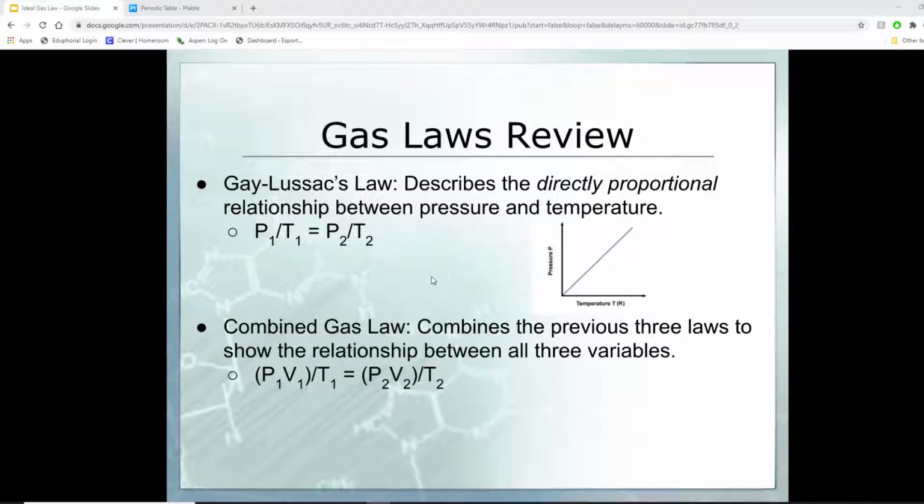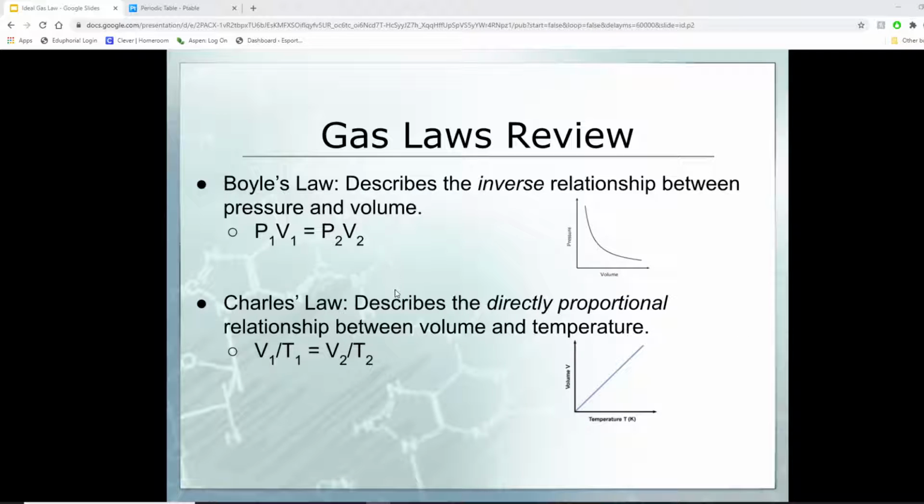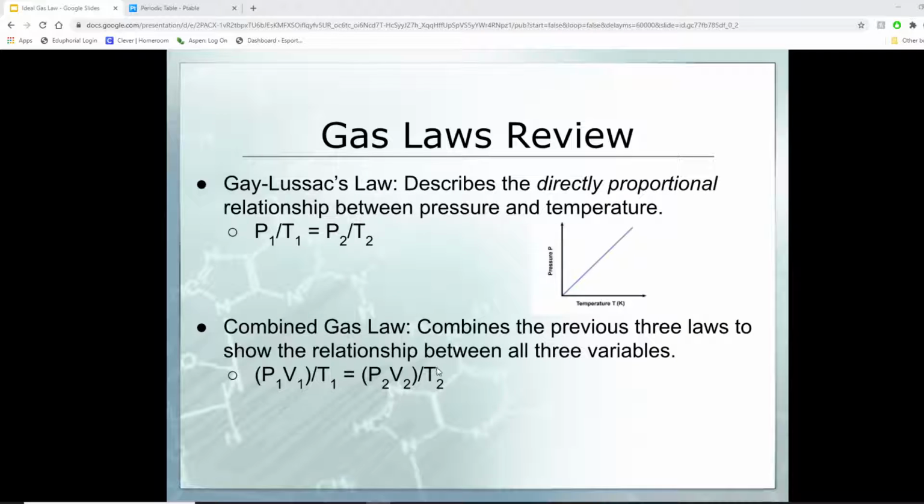And then last, we had our combined gas law, which basically took all three of those equations and smushed them together. And that let us solve these problems when more than one of the variables is changing at once, right? If we have pressure and temperature both changing at the same time, well, Gay-Lussac's law only has to do with pressure and temperature, and then Boyle's law has to do with pressure and volume. Charles' law has to do with volume and temperature, but if we change more than one thing, we need to use the combined gas law. That way we have all three variables in one equation.